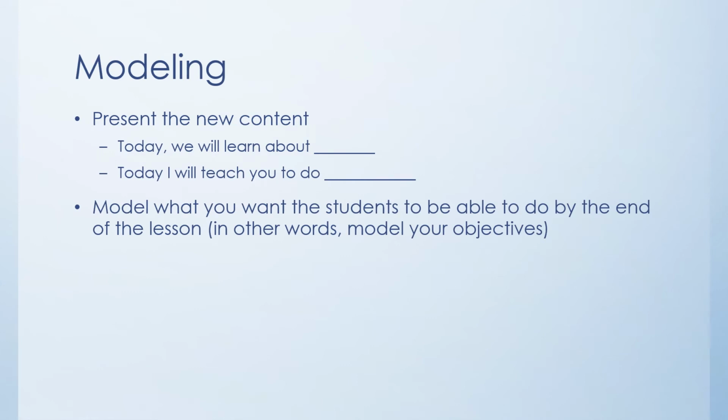And then the modeling, we're going to present the new content. So today we will learn about how to identify character traits from the text and using evidence in the text. Or I might say today I'll teach you to identify character traits, and then I'm going to model what the students are able to do by the end of the lesson. So I might choose a different character. I'm not going to choose Fern because we're going to have them work with Fern. So I might choose one of the other characters and model for them how I can identify the character traits of that other character.